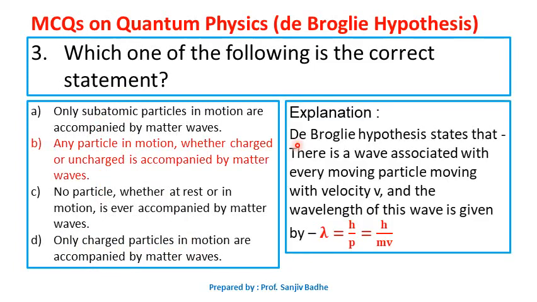So here the answer lies in the de-Broglie hypothesis. De-Broglie hypothesis states that there is a wave associated with every moving particle moving with velocity v, and the wavelength of this wave is given by lambda is equal to h upon p. So according to de-Broglie hypothesis, a wave is associated with every moving particle, whether it is charged or uncharged. So here option B is the correct option. Any particle in motion, whether charged or uncharged, is accompanied by the matter waves.